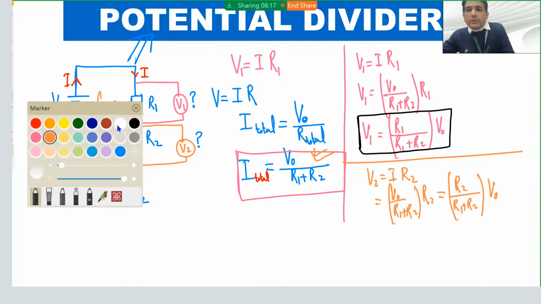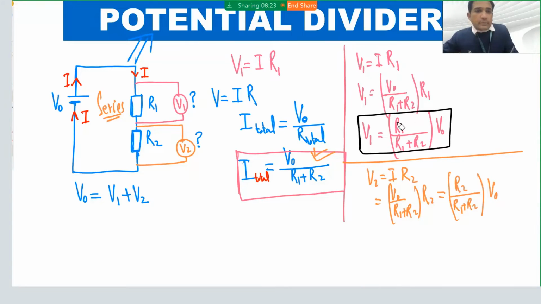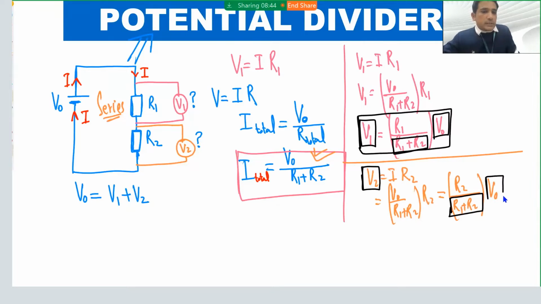Now, one thing you need to notice in this case is if you look at this formula for V1 and the formula for V2, you will see a lot of things are similar. If you look at the denominator, this one is the same. This V naught and V naught here are the same. So what is different? Only this resistance is different. So we can derive a general formula.